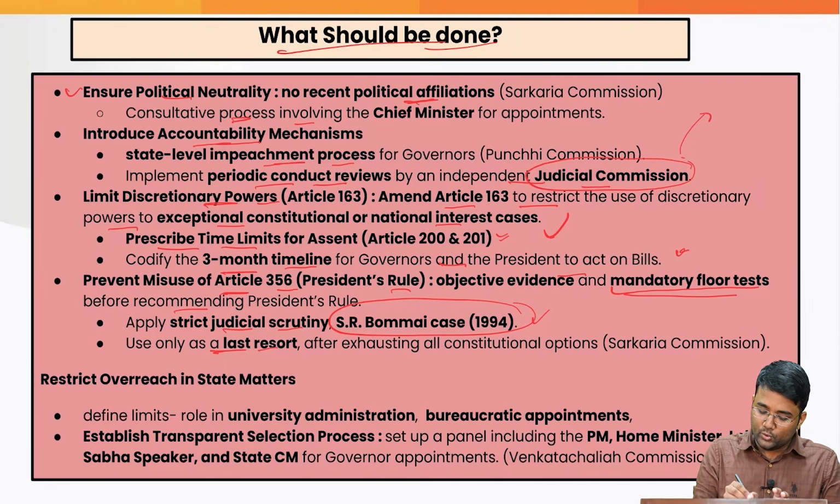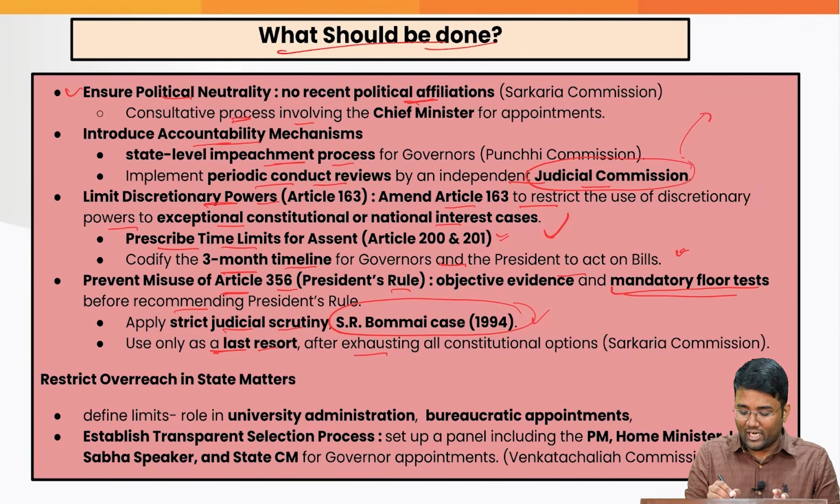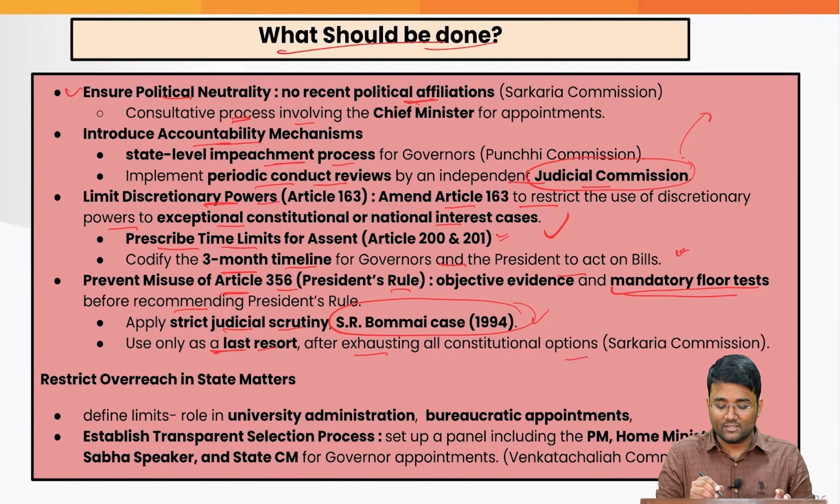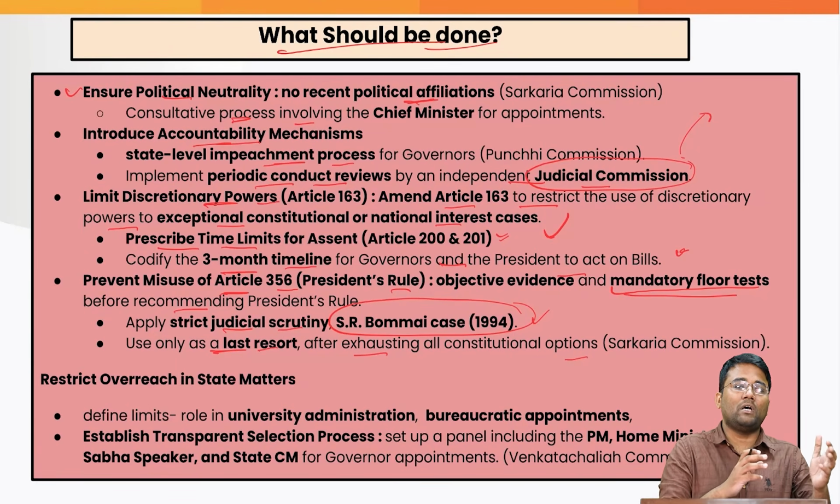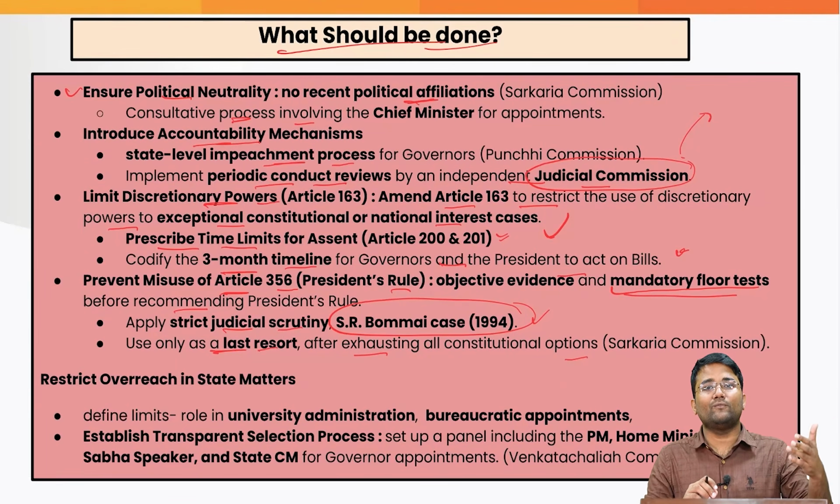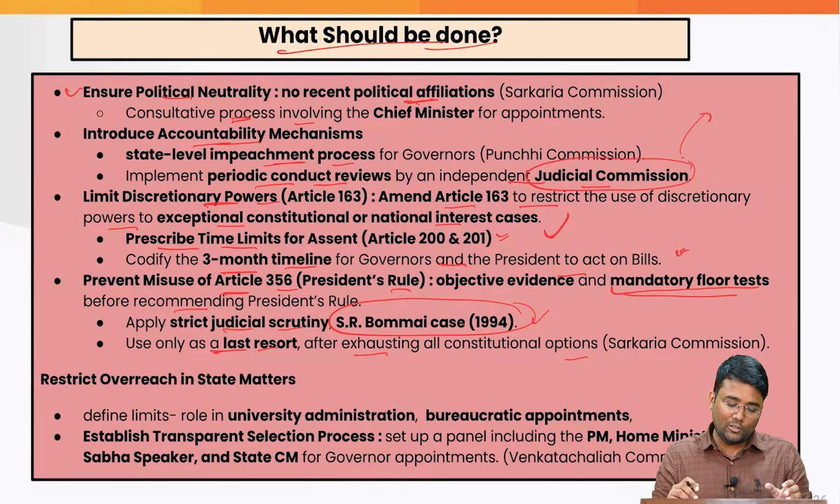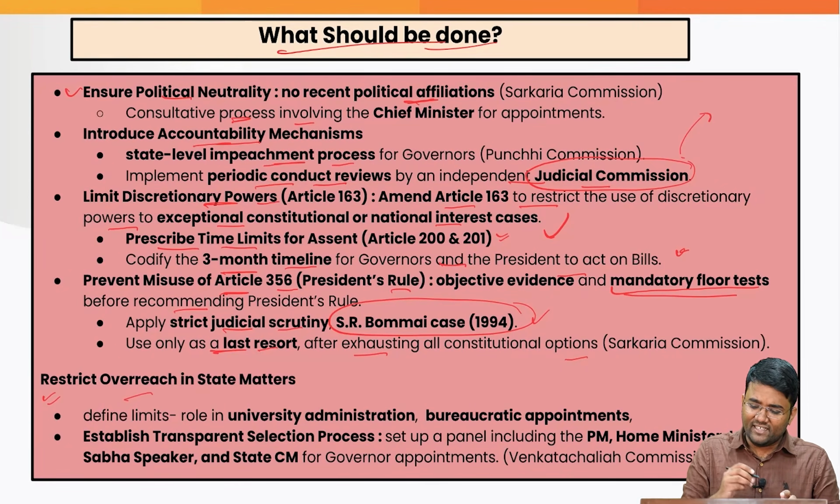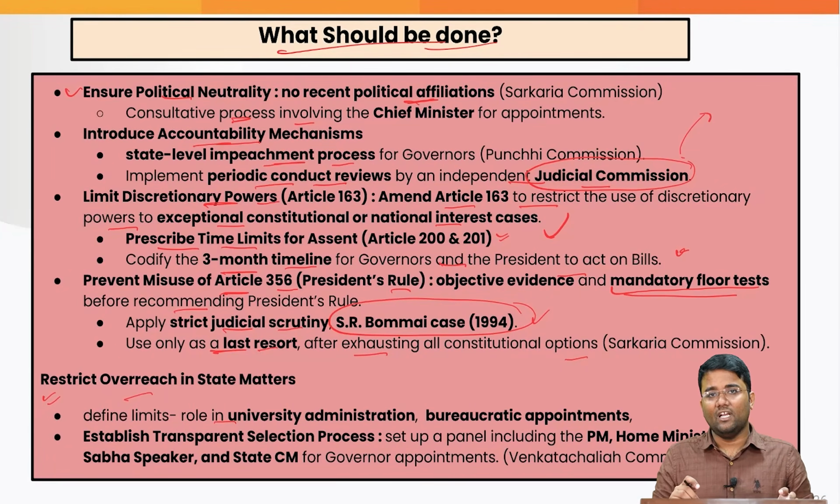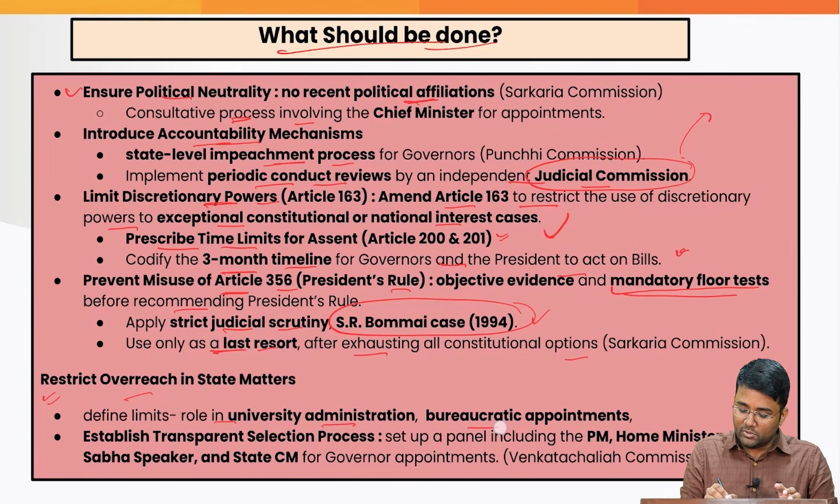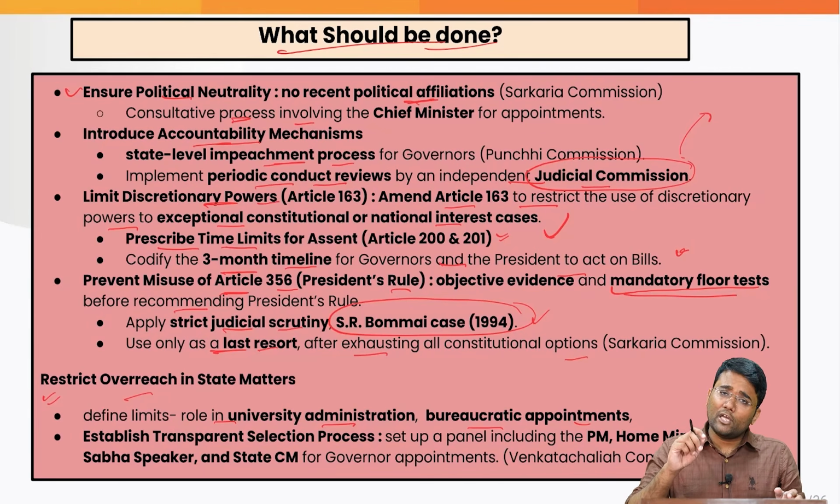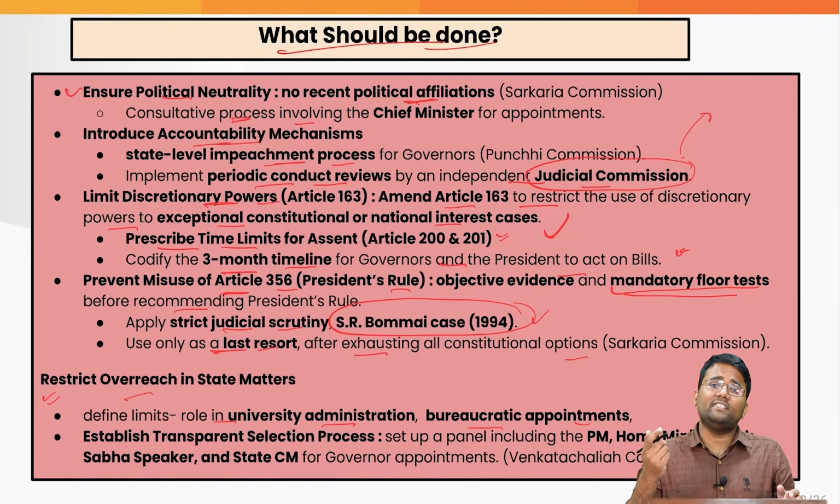Also, it can be used only as a matter of last resort after exhausting all constitutional options. For example, other parties can be given an option to prove their majority, coalition can be preferred, all those things can be taken. Also, we can restrict the overreach in state matters. For example, the limits can be defined on the role in university administration and bureaucratic appointments. If the roles are defined, obviously it will not create cases where tensions will erupt.